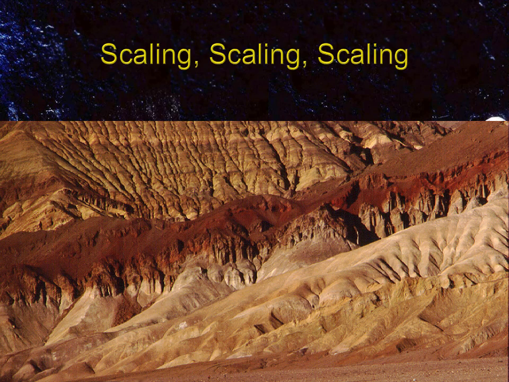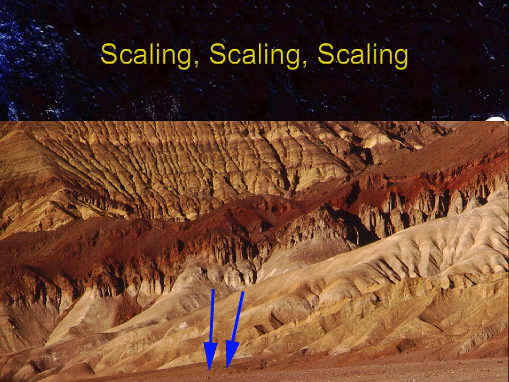Without an appropriate scaling device, one cannot appreciate what this photo represents. We can appreciate what this photo represents only after we realize that the two blue arrows are pointing at two people walking along the floor of Death Valley, California, USA. So in this particular case, rather inappropriately, we are using people as our scaling device.